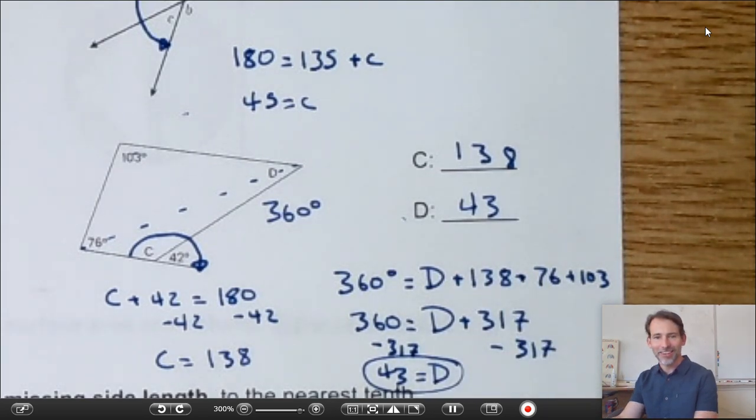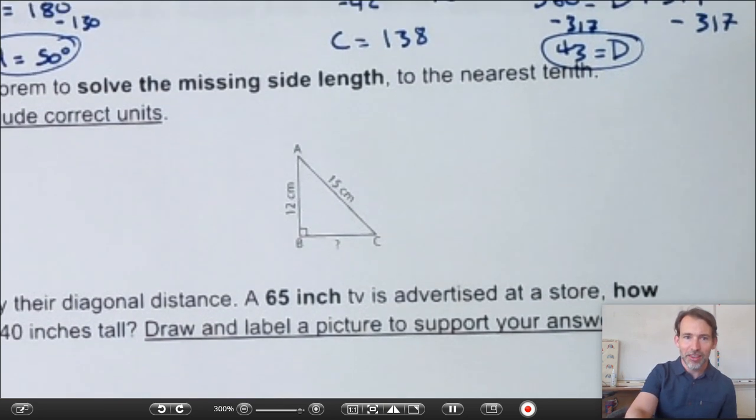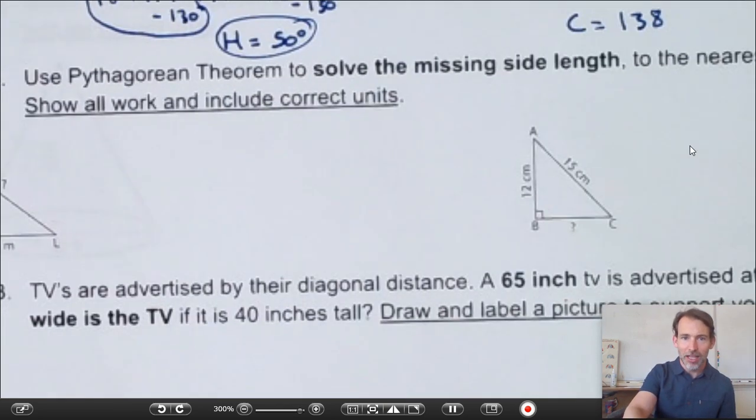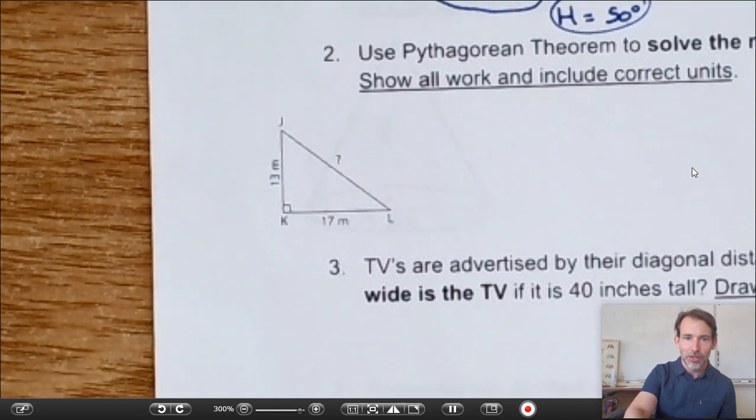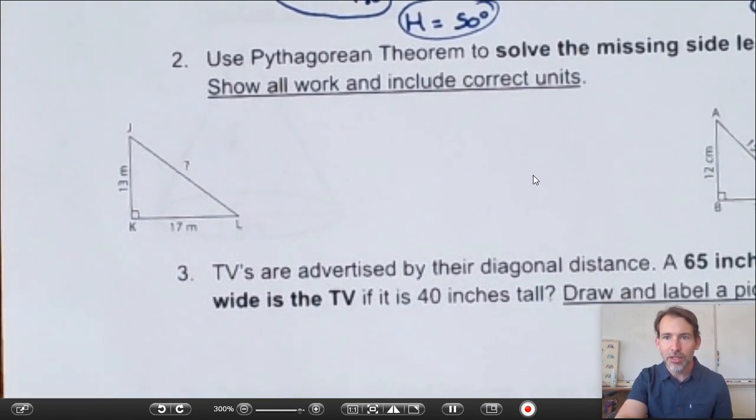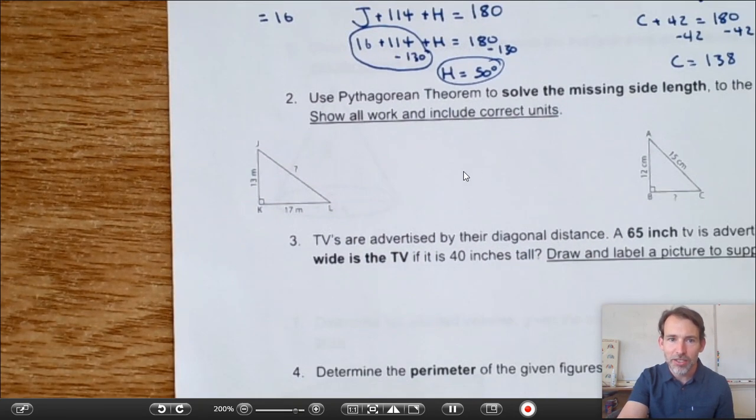There. Okay, that's how we do those. All right, now we've got Pythagorean theorem questions. Okay, use the Pythagorean theorem to solve for the missing side lengths. Show all work and include the correct units.